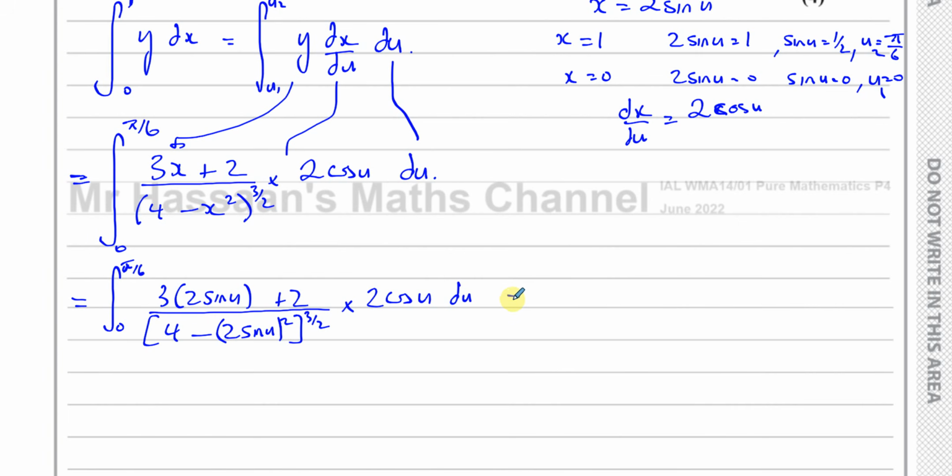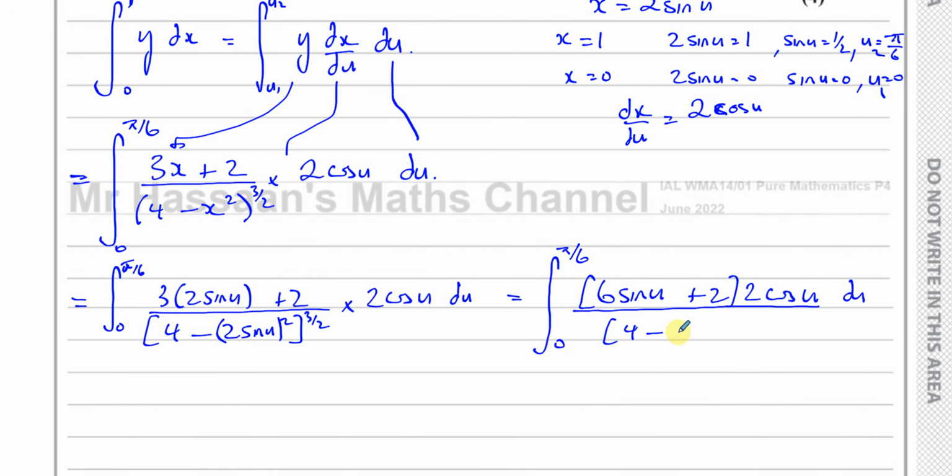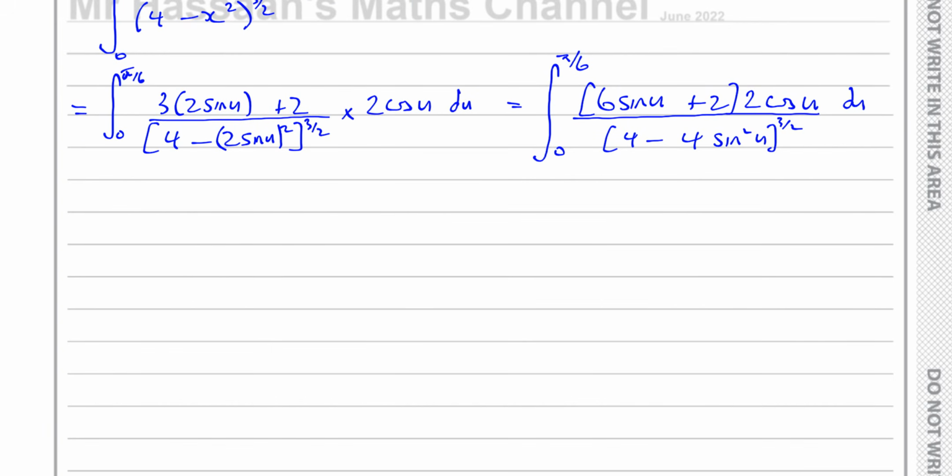Okay, so I'm going to continue here because I don't want to run out of space. So I have the integral between 0 and pi over 6. Now this is going to give me 6 times sine u plus 2, multiplied by 2 cosine u with respect to u, all over 4 minus, now if I square this, I'll get 4, because 2 squared is 4, times sine squared u, and that's to the power of 3 over 2. So we can continue simplifying this.